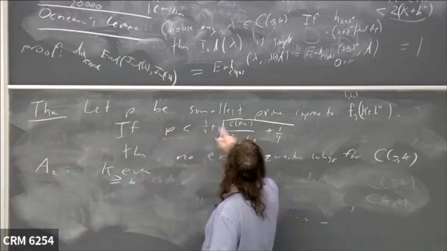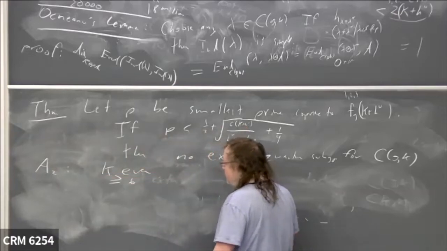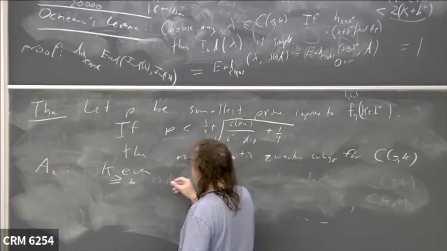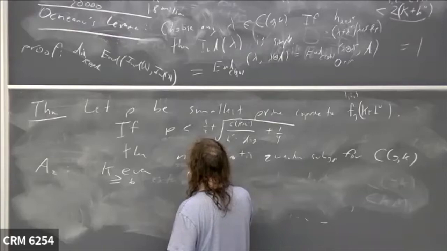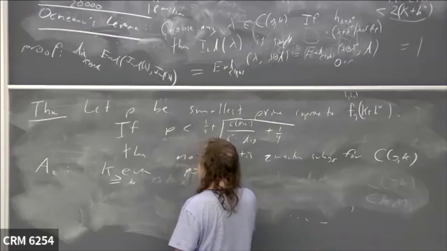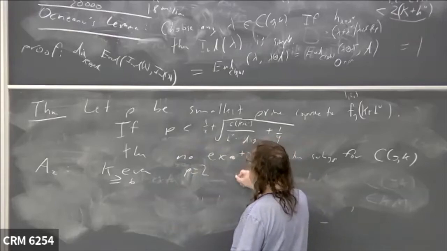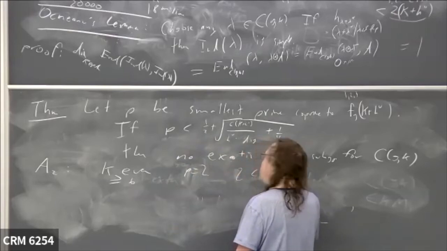Well, FG equals 1 for A2. And so we need to find something coprime to 9. So P has to be coprime to 9. So of course we're going to take P equals 2 for any of these levels. And we plug it into this formula and we see what we get. We get that 2 is less than, actually, I'm not going to plug it into this formula.